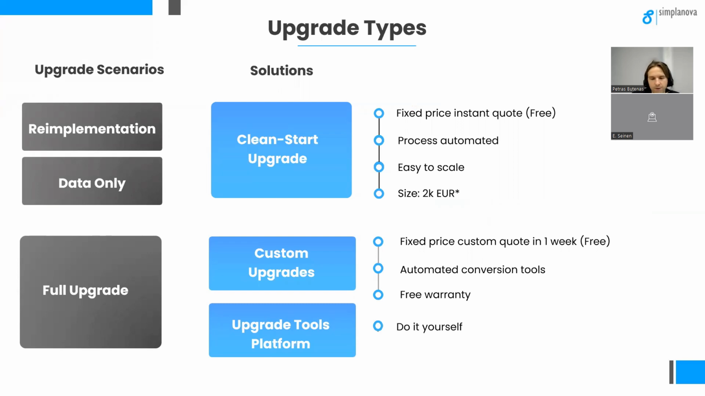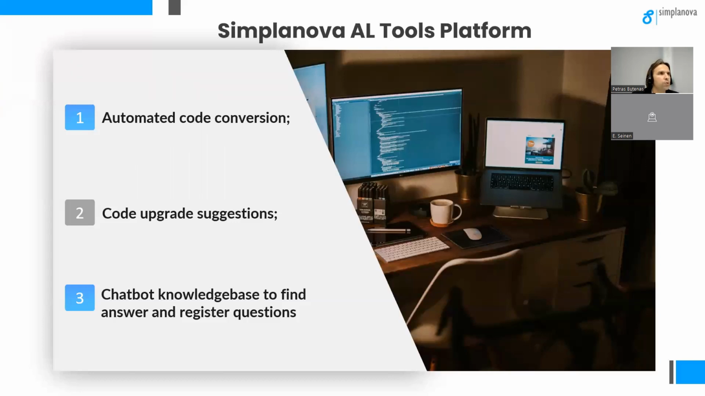So how do you do it? Let's move on to the demo. The Simplanova Tools platform consists of three things. First off, automated code conversion, then automated code upgrade suggestions. It's not released yet, but by the end of this year, we plan to add this to the tool. And finally, there's a chatbot with a knowledge base of the past 9 years, which we've compiled to help you if you have a question about migration. If it's not handled by the tools, you can maybe find an answer there.